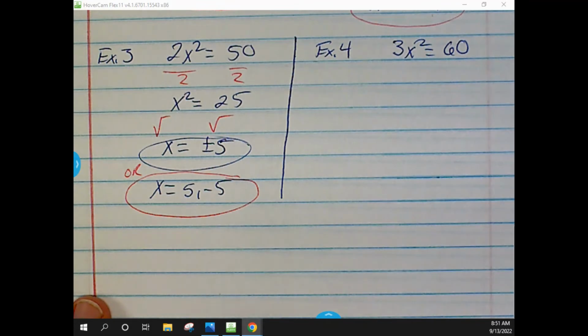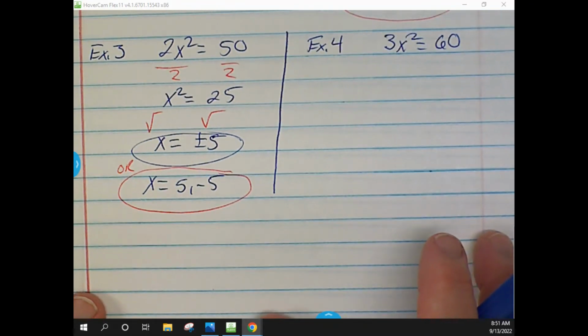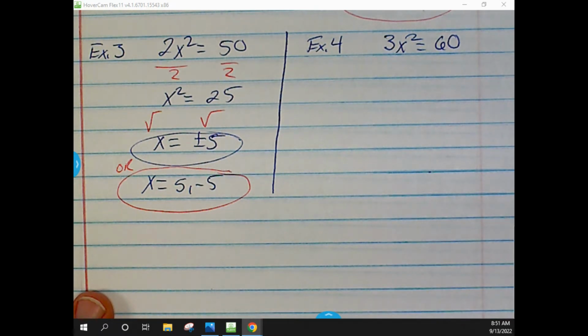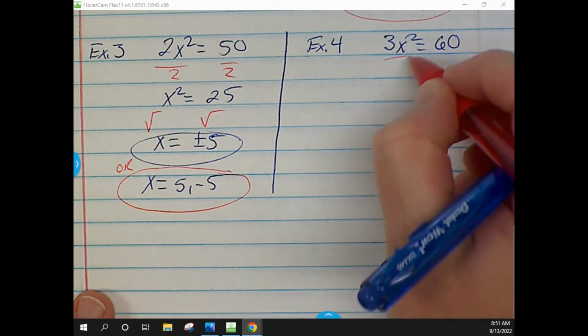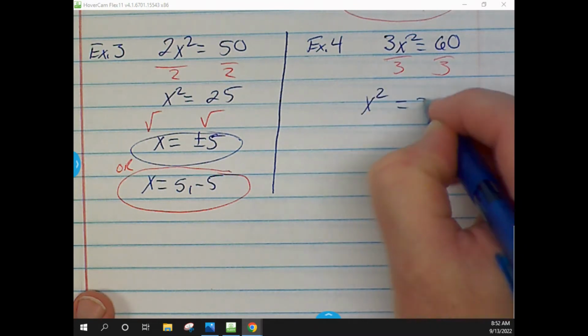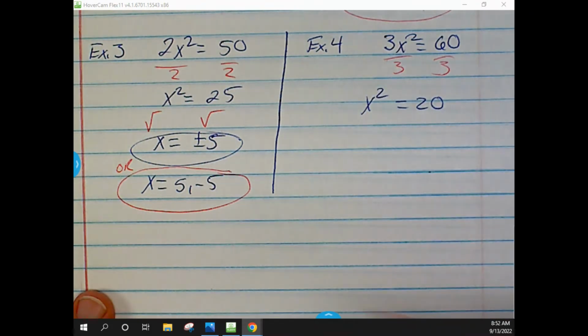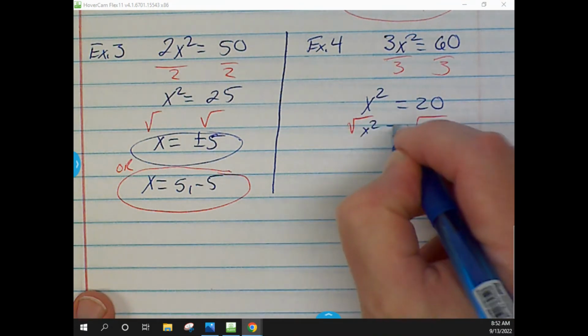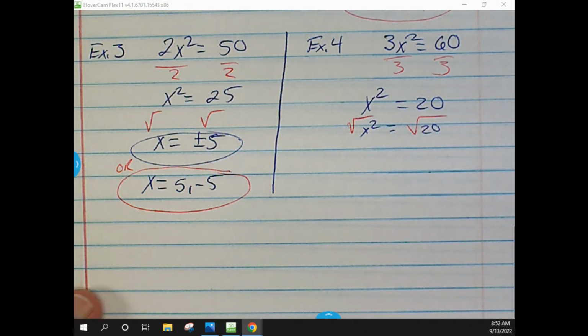All right, now I'll tell you this is maybe a worst case scenario. You've got 3x squared equals 60. So again, you're getting the x squared term by itself, so you divide both sides by 3. You get x squared equals 20. Now with this one, 20 is not a perfect square, correct? So we've got to do some simplifying, right?